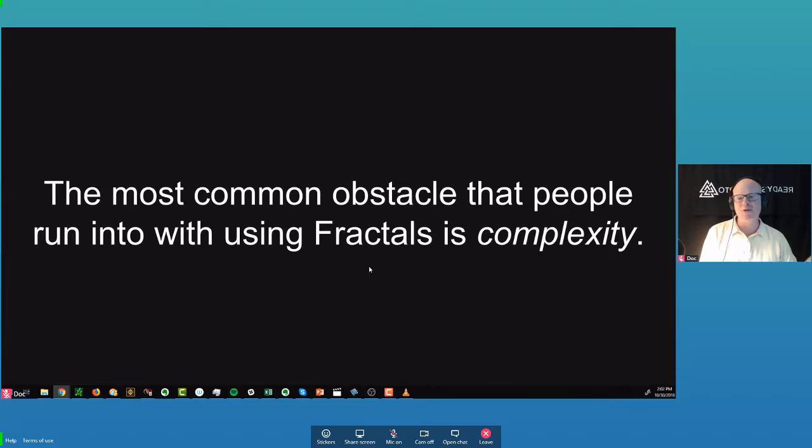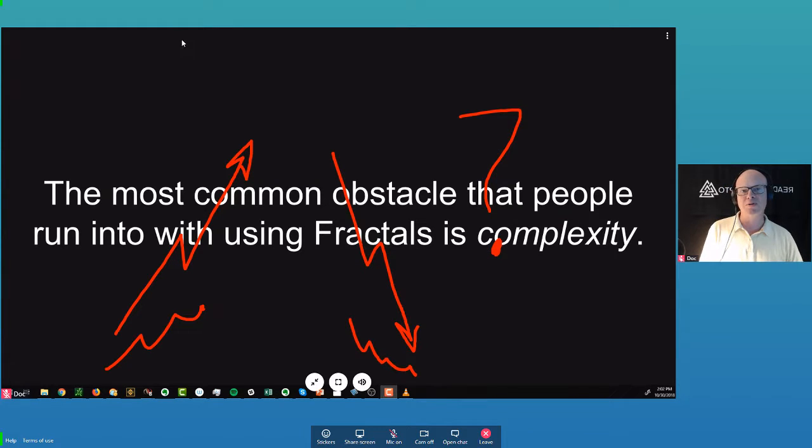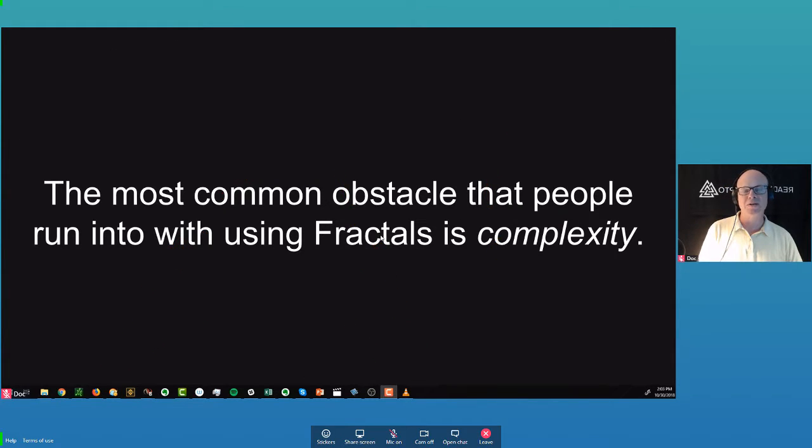The most common obstacle that people run into with using fractals is the complexity. All of a sudden people say, well, wait a minute, I thought I understood price action, but I've got one chart going this way, I've got another chart going this way, and this one is full of energy and this one is exhausted on energy, and I don't know where to go. I don't know who wins. That's partly answered in the program, certainly, but we'll go over that again today. So this is where people get kind of tied up in knots.